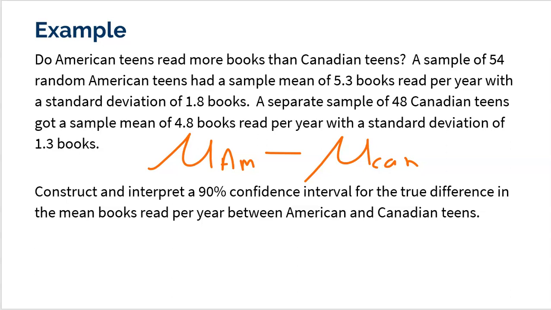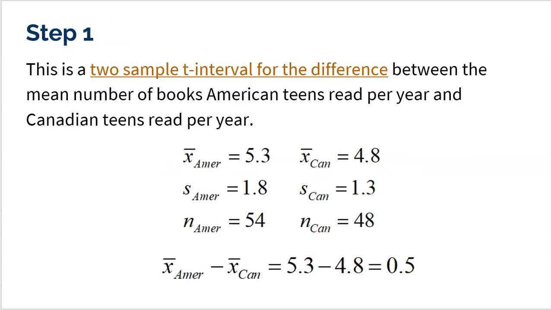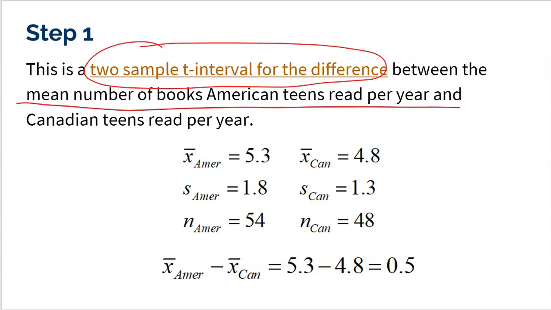So here I go, diving into the 4 steps. Step 1 is literally just naming what you're doing. This is a 2-sample T interval for the difference between the mean number of books American teens read per year and Canadian teens read per year. So please make sure, first and foremost, you have this part right here. This is super important. That's the official name. It's a 2-sample T interval for the difference. Then you've got to give the context. Difference between what? The mean number of books read by American teens and Canadian teens per year. So please make sure you give that nice official name that has all the pieces and parts.